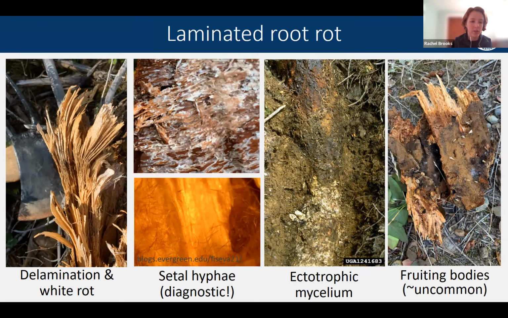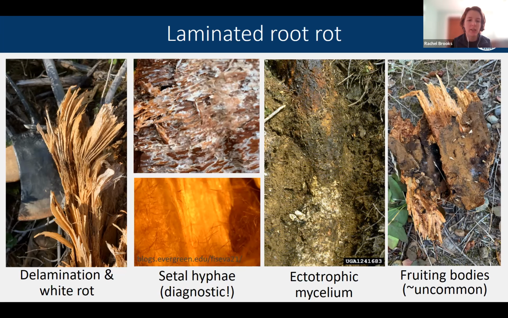The first thing we look for is just general white rot. Laminated root rot does cause white rot, and it often does so in advanced decay by delaminating the layers of wood. So a misnamed root rot pathogen here should be called delaminated root rot because those growth rings of trees do separate as the rot progresses and advances in these trees. So you can see that picture there.